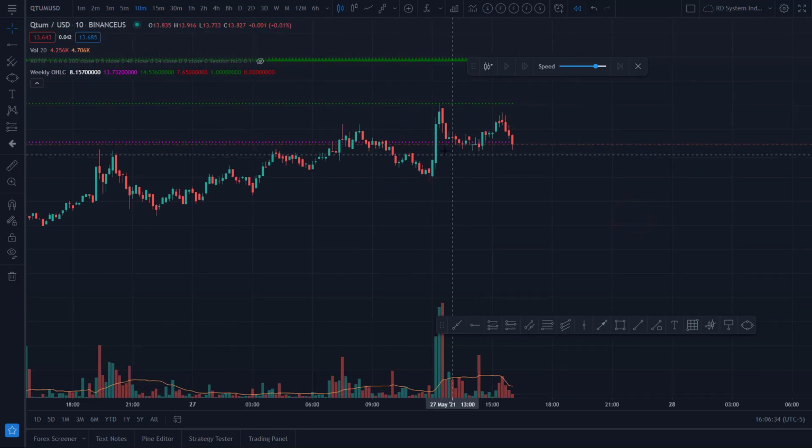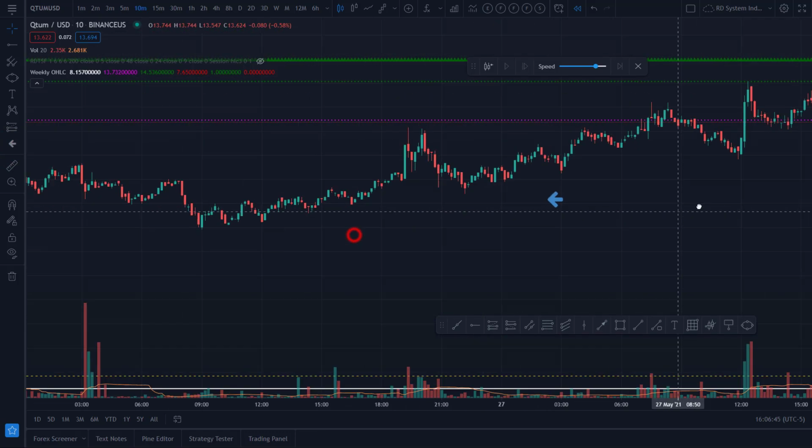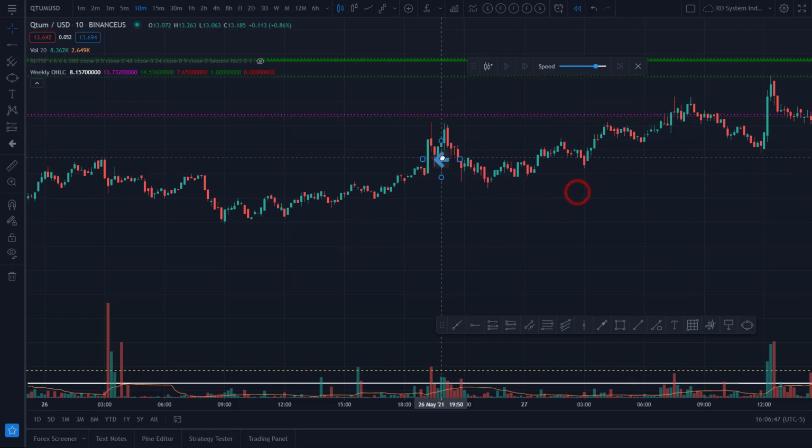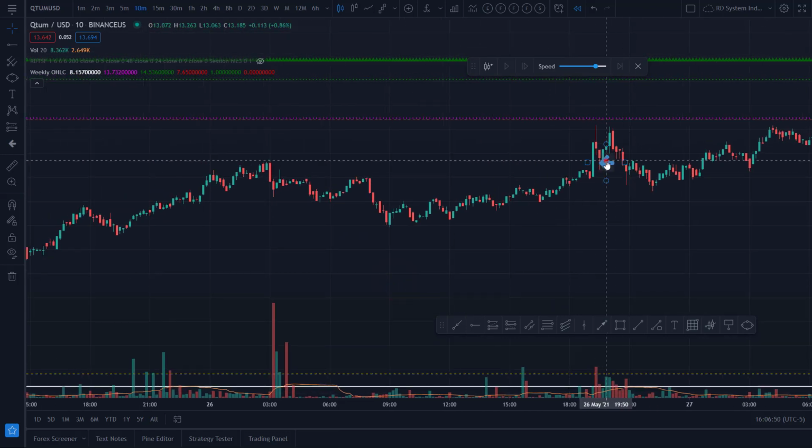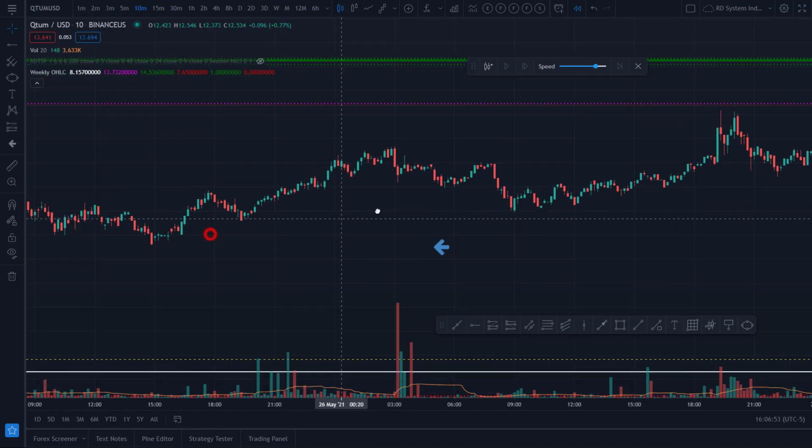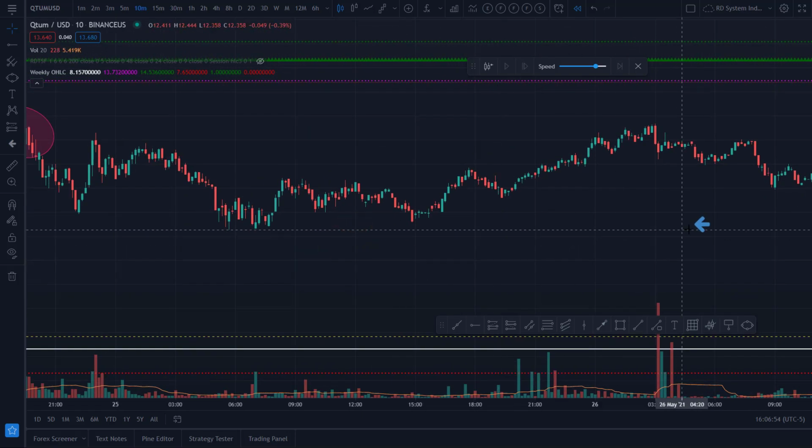Here's another pay attention candle right here. This pay attention candle is no longer valid. Here's another one. Let's look at some negative or down pay attention candles. Here's a pay attention candle.